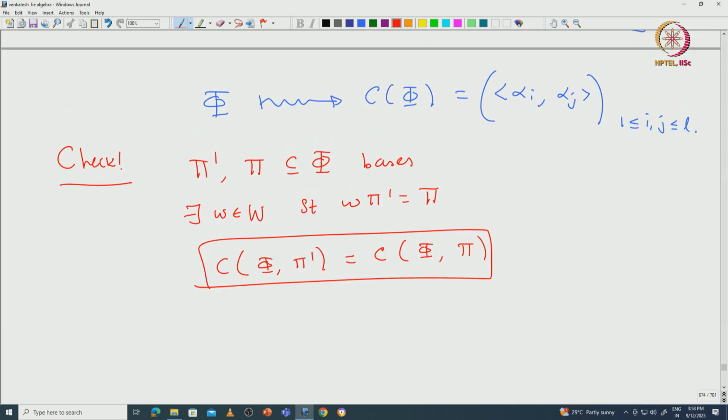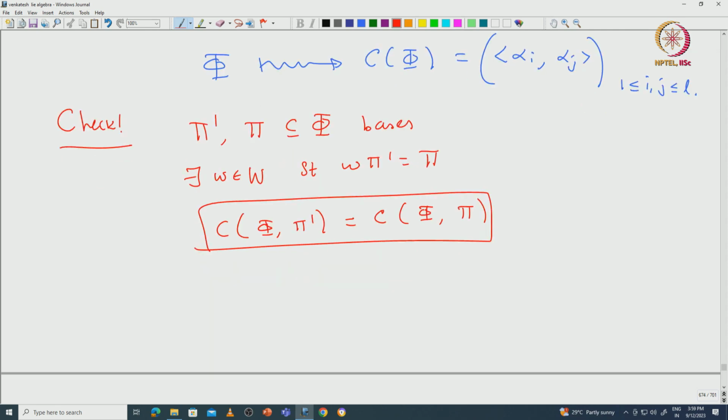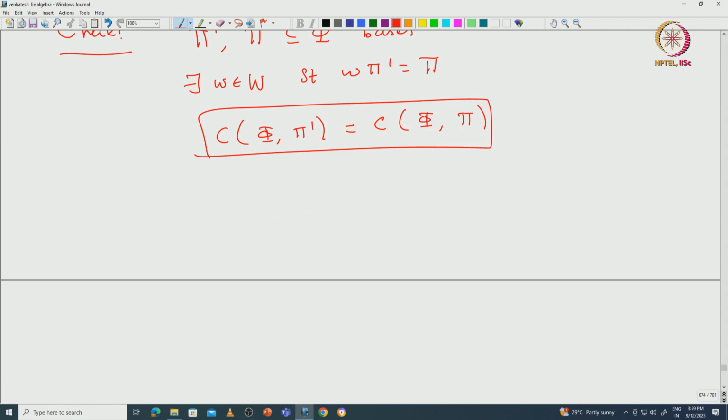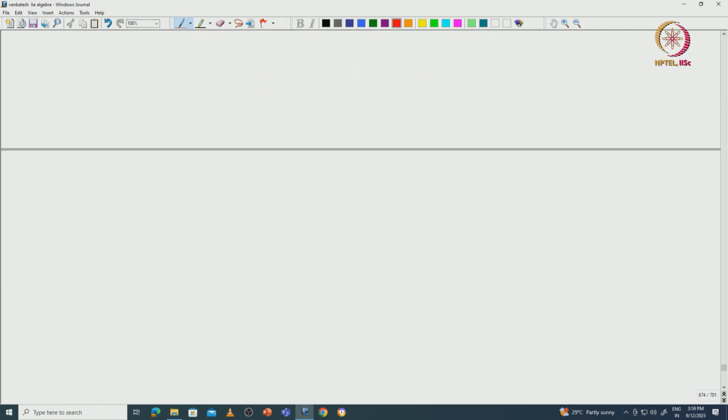So, what we have done is take the set of all isomorphism classes of root systems and define a map from that set to the set of all these Cartan matrices, which sits inside the set of all positive definite L by L matrices. Now we are going to show that this map gives a one-to-one correspondence onto its image. In particular, we want to prove that the Cartan matrices uniquely determine the root system. So that is the theorem.